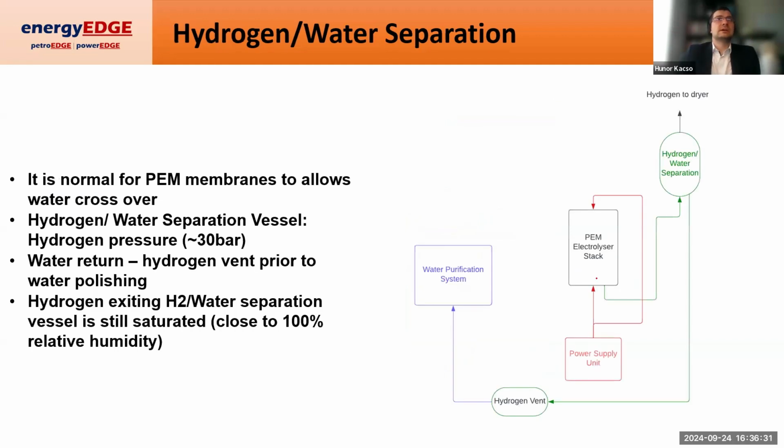And let's look at hydrogen water separation. Like we said, it's completely normal for the PEM membrane to allow water to cross over to the other side, to the cathode side of the membrane.